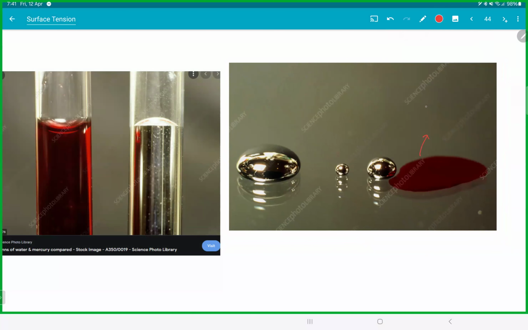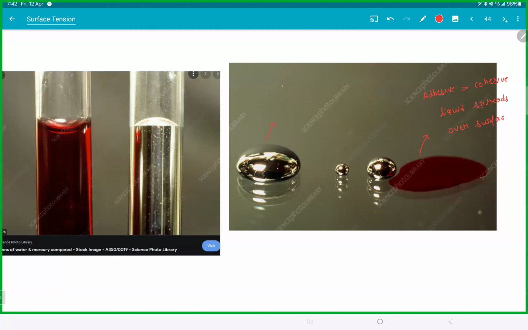So here, adhesive forces are stronger than cohesive. So the liquid will get attracted to the surface more. It will spread out. So here for water, adhesive is greater than cohesive, so the liquid spreads out. It will try to get in as much contact as possible because attraction is more, and spreads over the surface.